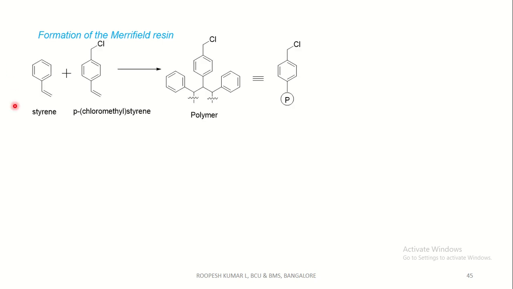Here is the synthesis of Merrifield resin. Styrene on copolymerizing with 1 to 2% of parachloromethyl styrene gives a polymer. This can be abbreviated as shown.